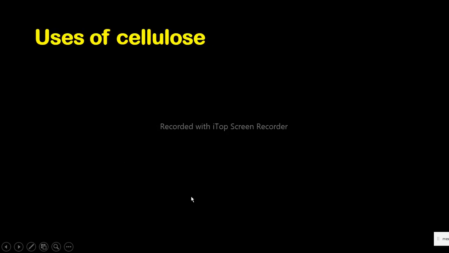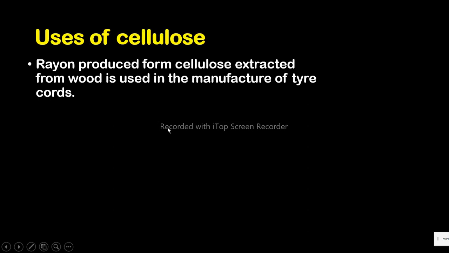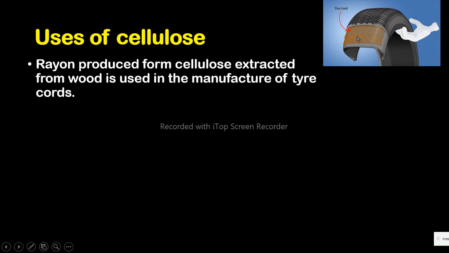So, uses of cellulose. Number one, we can use cellulose to produce rayon, which we can use to manufacture tire cords. The tire cords are here. So this is the tire and this is rubber. The whole of this is rubber, which is vulcanized. But inside, to strengthen the rubber, we add the tire cords, and these tire cords are made out of cellulose. So you can see how plants are good.